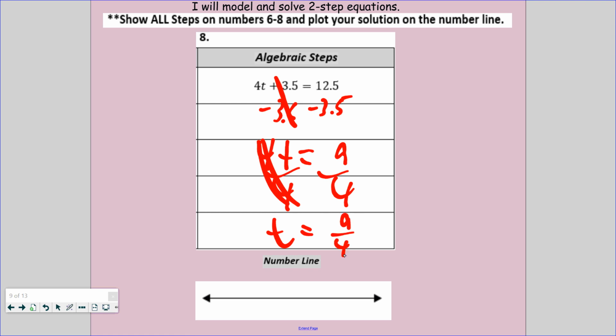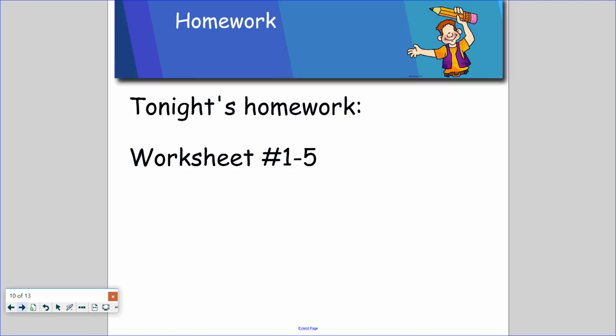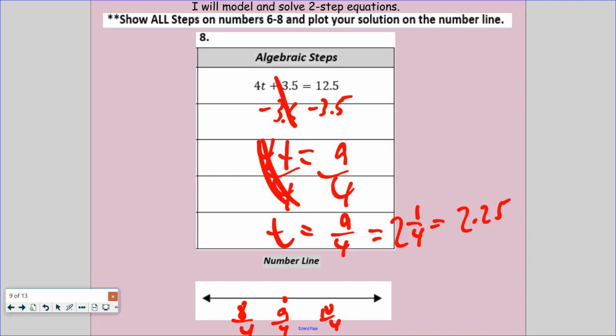Actually, 9/4 is perfectly okay. I cannot say that is wrong. In upper math, that would be acceptable. Another way to say it is 2 and 1/4 or 2 and 25/100 because 4 goes into 9 2 times. So if you want to, you can graph 9/4. This could be 10/4 and this could be 8/4. And that is our last example.